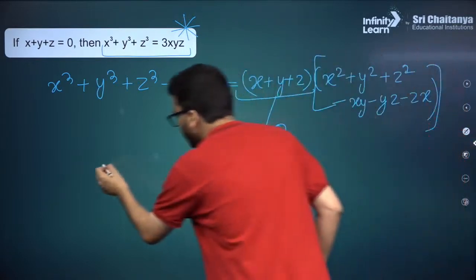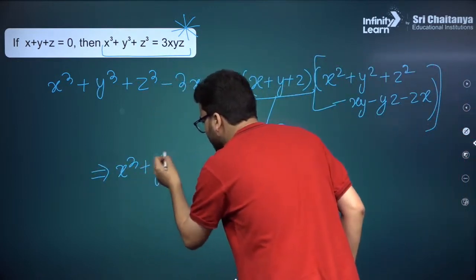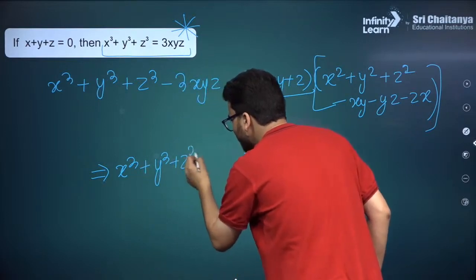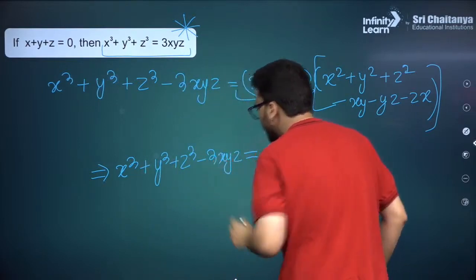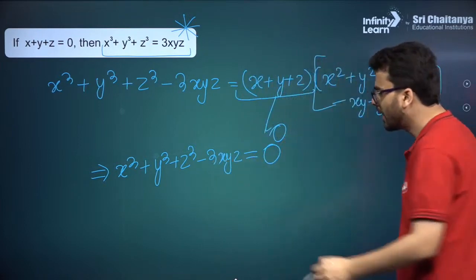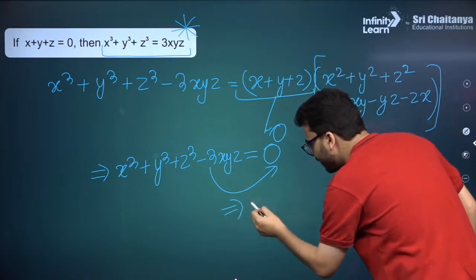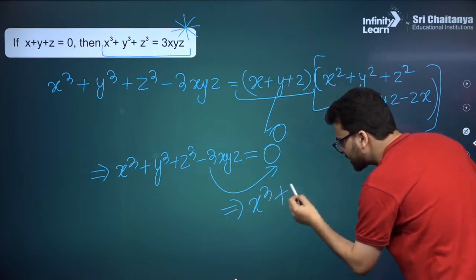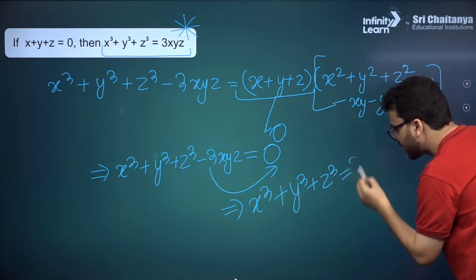So what will happen over here? It implies that x cube plus y cube plus z cube minus 3xyz is also equal to 0. I hope that is clear. This thing is equal to 0. Now can I take it on the other side of the equation? So from here, will I get that x cube plus y cube plus z cube is equal to 3xyz?